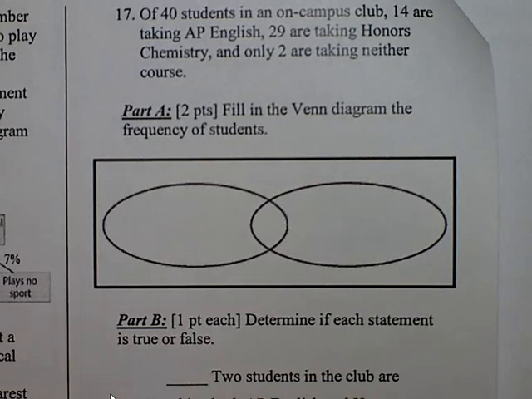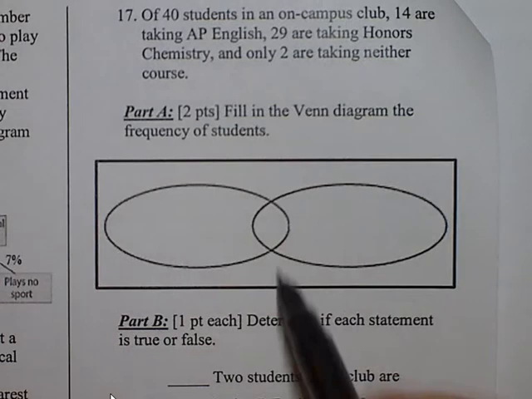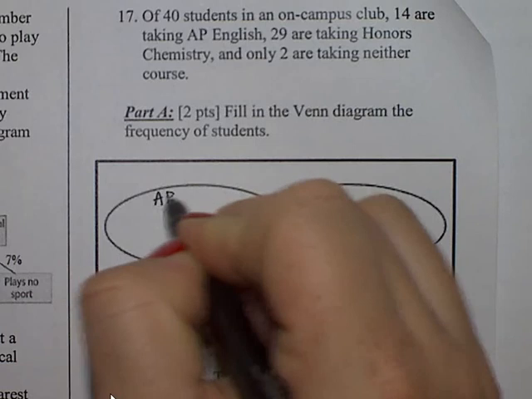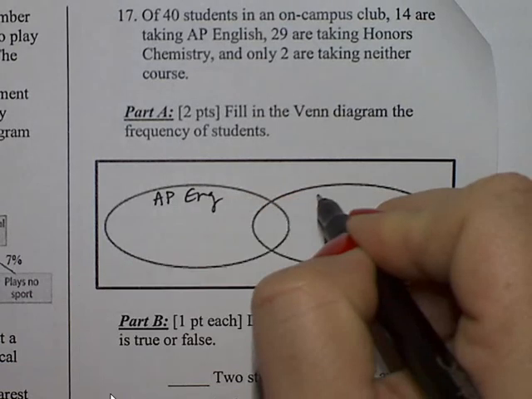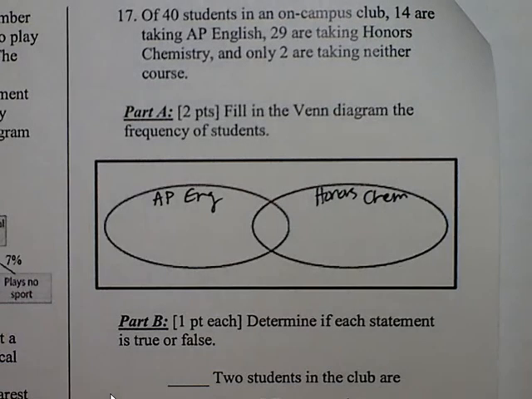Okay, so here we go. We have 40 students in all. So I know when I add all these up, I have to get to 40. And we have two types of subjects here. We have AP English, and we have honors chemistry. Now we know in all there are 14 students that take English.